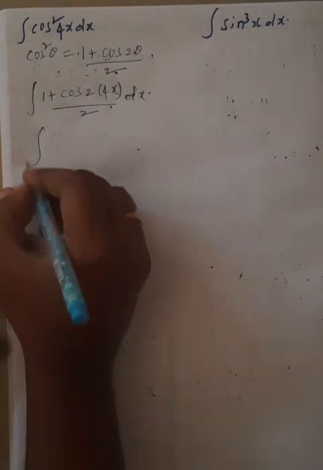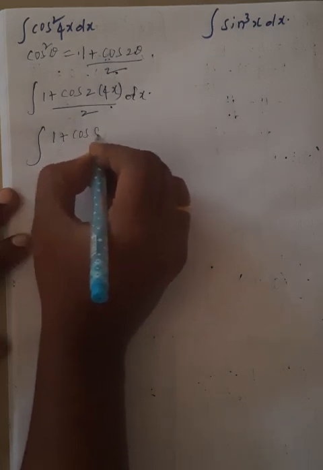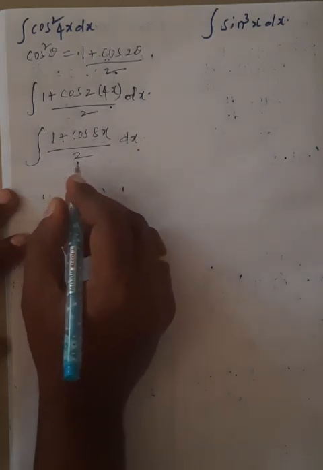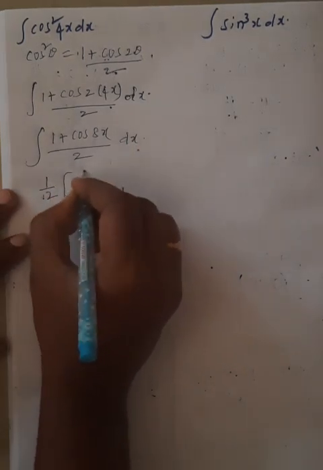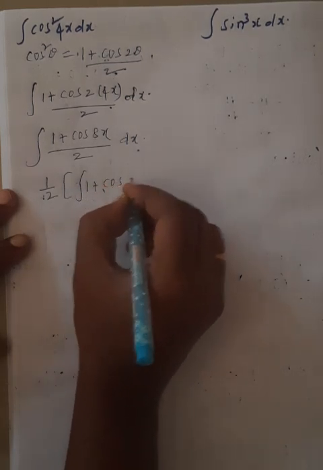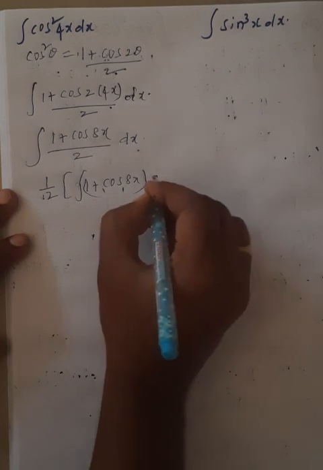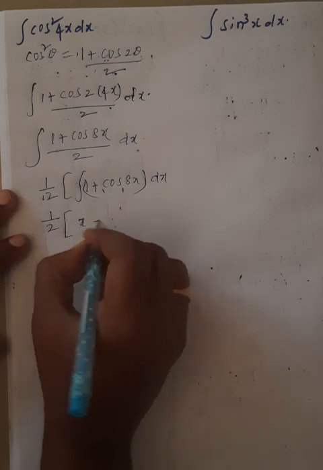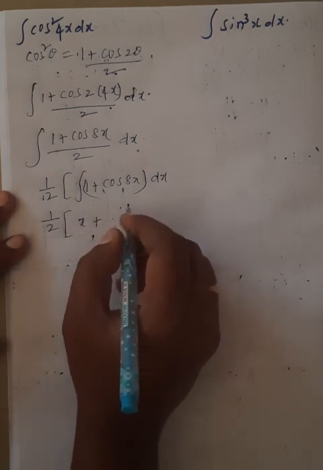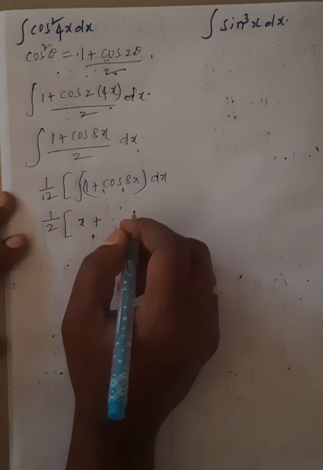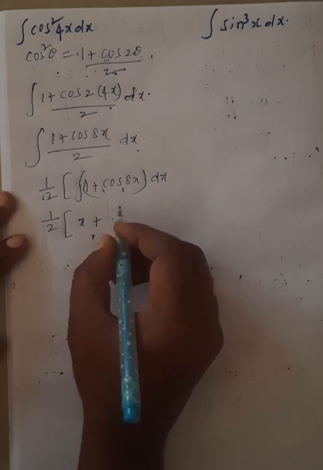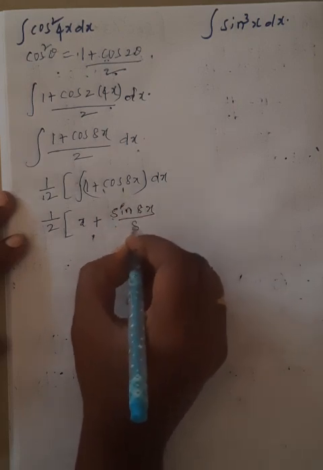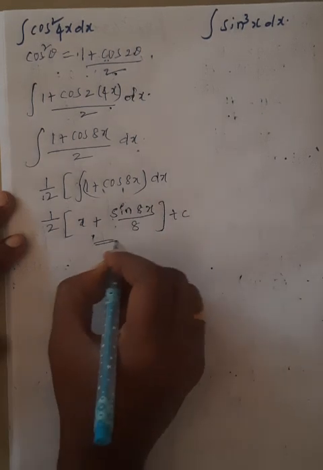So it will become integration of (1 plus cos 8x) by 2 into dx. So here we have to write 1 by 2 outside. It will become integration of 1 plus cos 8x into dx. So here 1 by 2 into integration of 1 will become x plus integration of cos 8x, which is of the form cos x. We know that the integration of cos x is sin x only. So sin 8x by 8 plus c, which is our final answer.